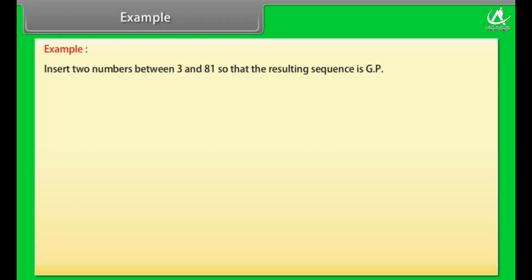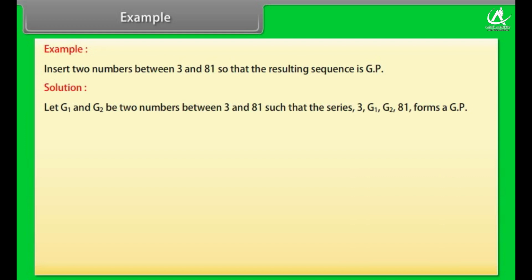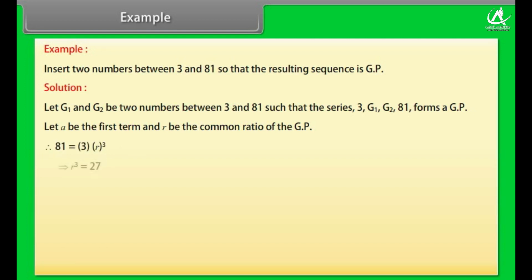Example: insert two numbers between 3 and 81 so that the resulting sequence is GP. Solution: let G1 and G2 be two numbers between 3 and 81 such that the series 3, G1, G2, 81 forms a GP. Let A be the first term and R be the common ratio of the GP. Therefore, 81 is equal to 3 into R cube. It implies R cube is equal to 27. Therefore, R is equal to 3, taking real roots only.